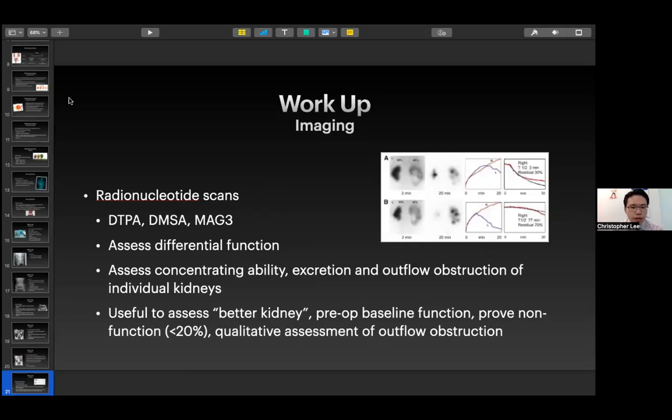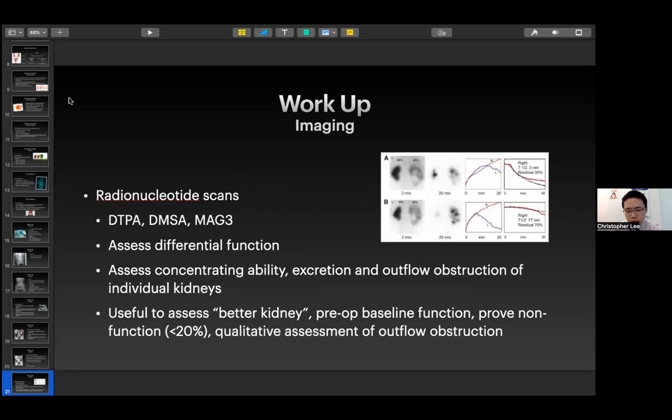Now, radionuclide scans are not widely available. Okay, only in certain tertiary centers it's available, and this is not one of the routine scans you would order, especially not from the emergency department. Yeah? But it's useful to assess the differential function of the 2 kidneys. Okay? Examples are DTPA, DMSA, and MAG3 scans.